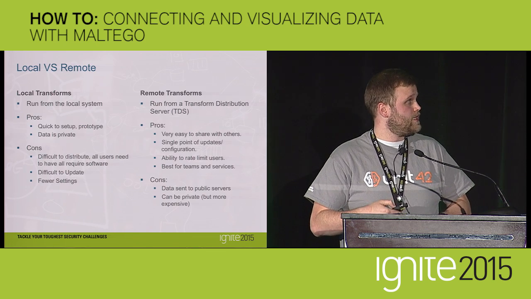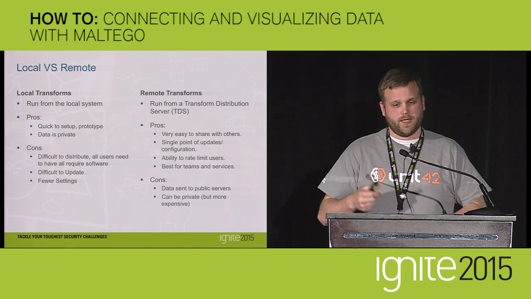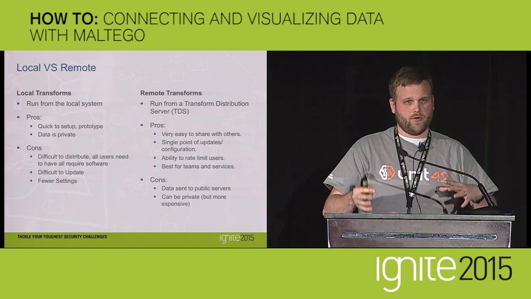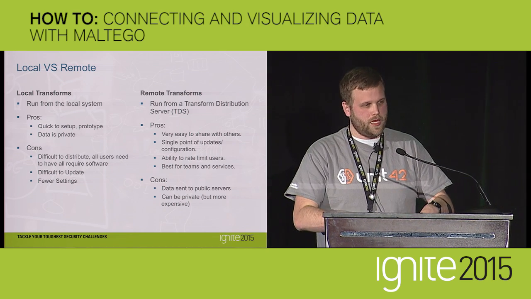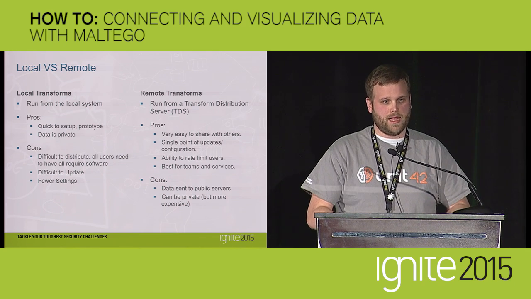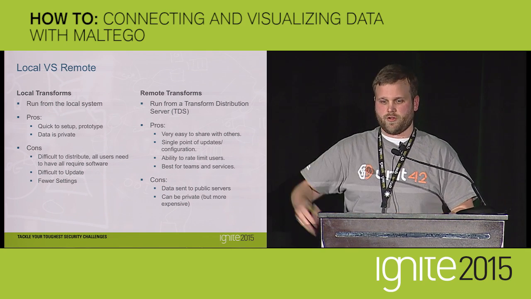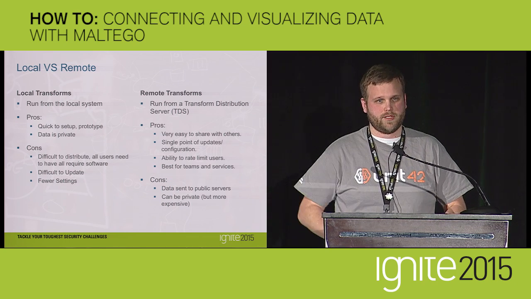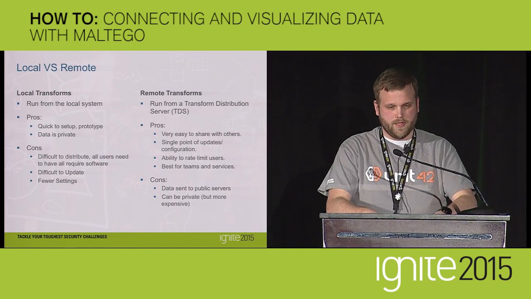When you go to create a specific transform, you've got to make a choice, local or remote. So if it's just me using my laptop, I can write the transform in Python. It can sit on my laptop. If it's going to make a query out to VirusTotal, my computer will go and make a query out to VirusTotal. If I have to have an API key, that's on my computer.